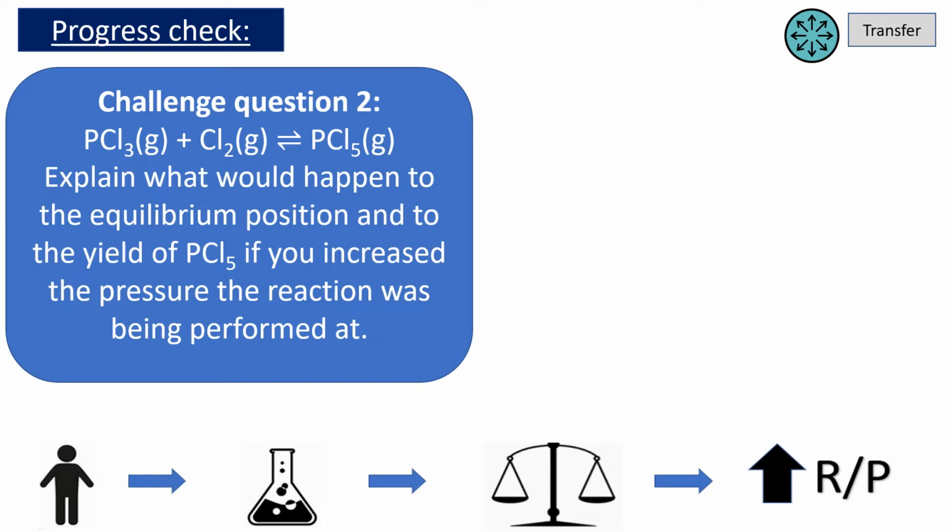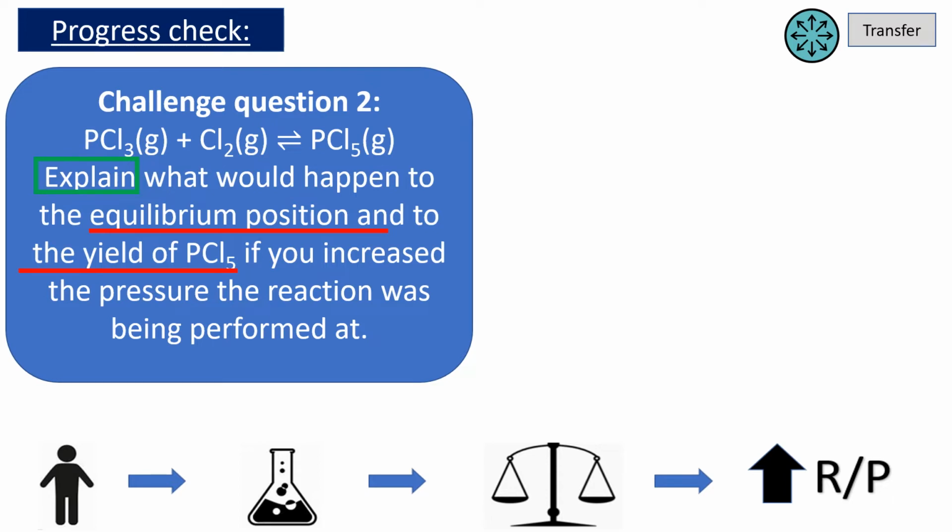Okay, again, pause the video if you think you're confident on this, follow along if you're not. So again, I'm going to bug the question. It says here, explain. So I'm going to have to give a reason. Explain what would happen to the position of equilibrium, so again left or right, and to the yield of PCl5. If I look at the equation, the PCl5 is the product. So what will happen to the yield of the product? That just means how much product I'm going to make. Am I going to make more product, or am I going to make less product?